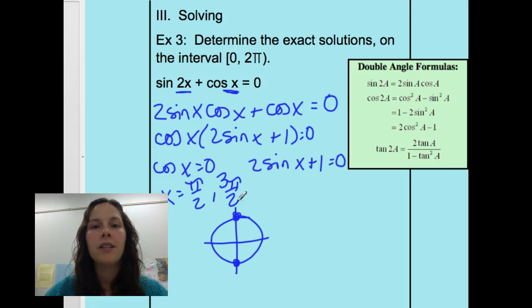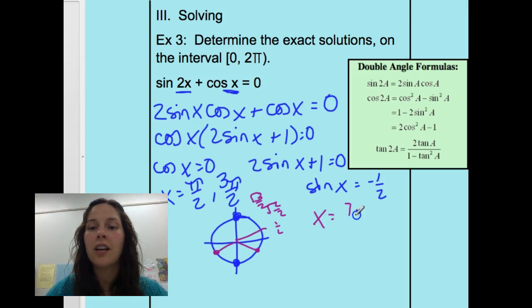For our second one, solving, subtracting 1 and dividing by 2, we're looking for where sine x is negative 1/2. Remembering that sine is our y-coordinate and sine is negative in the third and fourth quadrants. Thinking about the first quadrant reference angles, we've got sine is 1/2, root 2 over 2, root 3 over 2. So we end up at that pi over 6 angle. In the third quadrant, x would be 7 pi over 6. And in the fourth quadrant, x is 11 pi over 6.